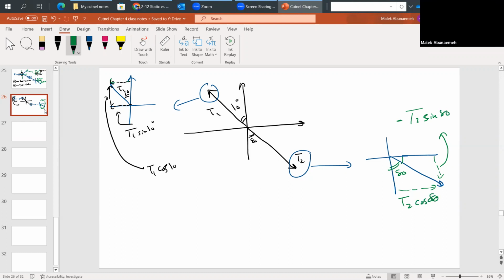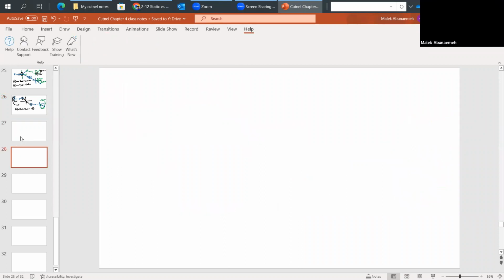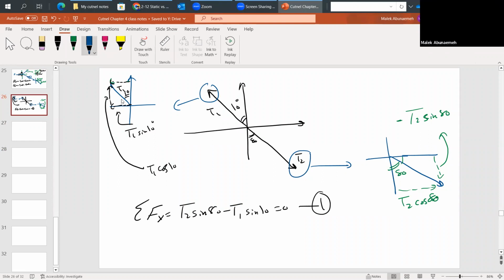Sine 80. Your sigma forces in the x direction is going to equal T2 sine 80 minus T1 sine 10, which equals 0. We're going to call this equation number 1. For equation number 2, your sigma forces in the y direction is going to equal T1 cosine 10 minus T2 cosine 80 minus W, which equals 0. That's equation number 2.